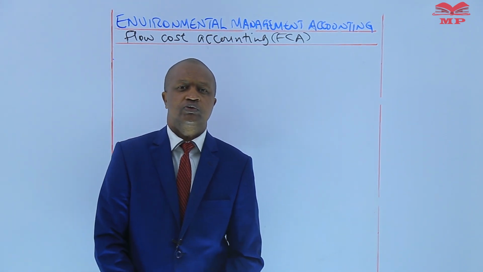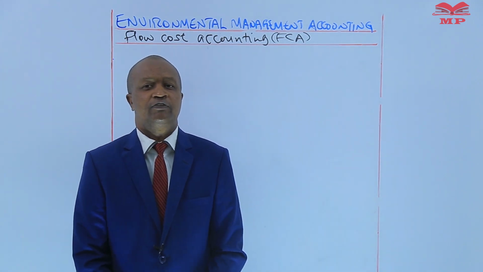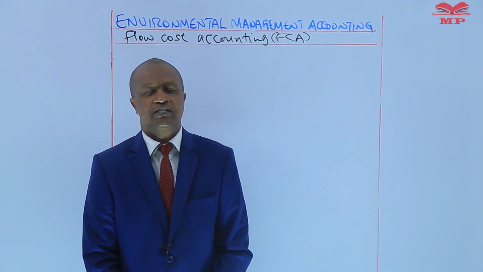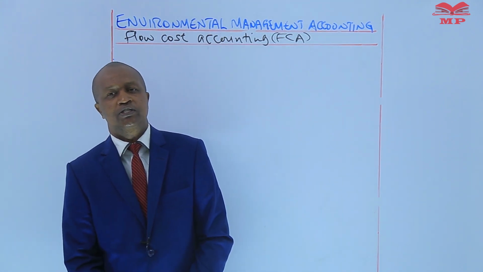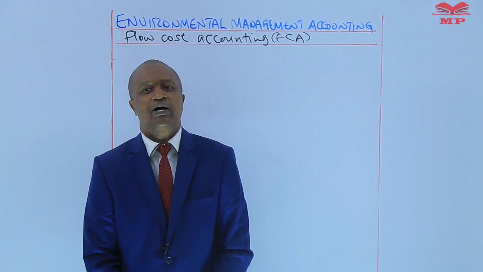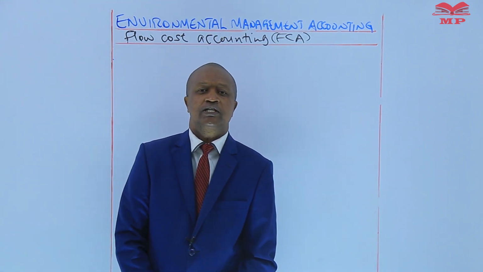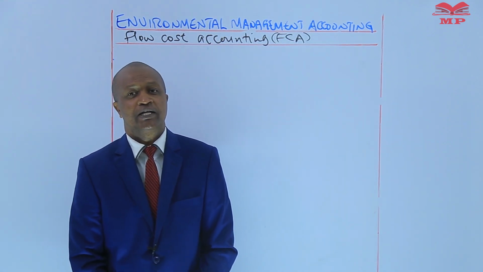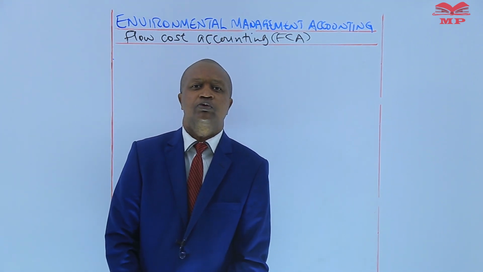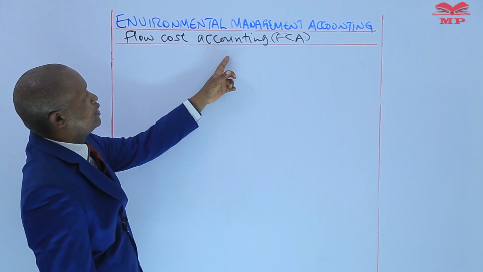Today we continue with the study of the management accounting techniques for environmental costs. In our last session, we studied the input-output analysis technique. We studied how the technique can be used for environmental costs. Then we highlighted the benefits and the limitations. Today we're moving on to the second technique known as flow cost accounting.